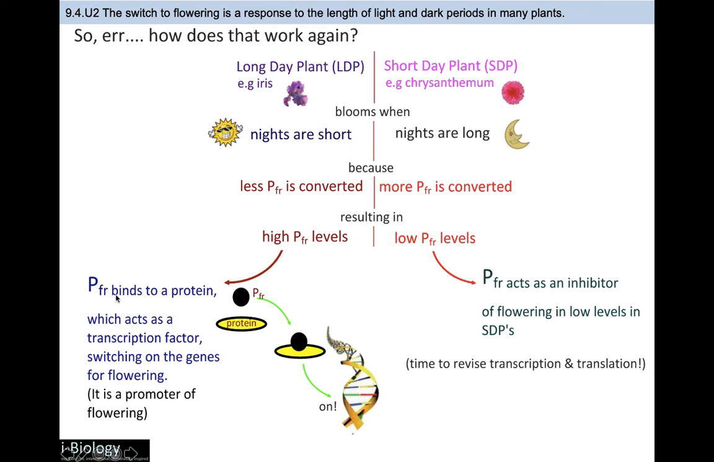And how does this work? This phytochrome far red will bind to a protein, which acts as a transcription factor. Just recall that transcription factors are things that increase gene expression. This will switch on genes for flowering. It's a promoter of flowering. Short day plants bloom when nights are long. More far red is converted back to red, resulting in low levels of far red. Because remember, far red acts as an inhibitor, so we want these levels to be low to cause blooming.